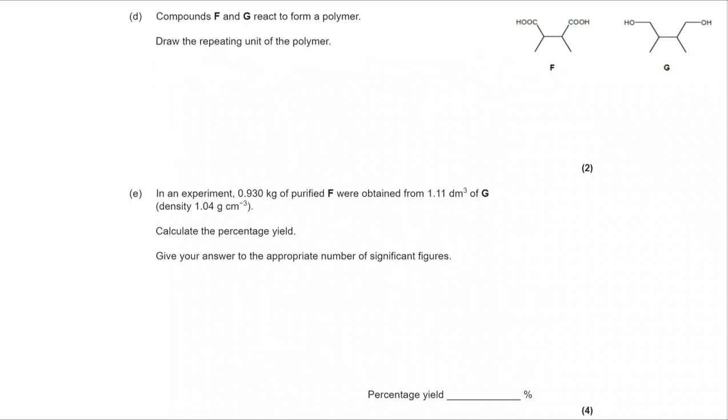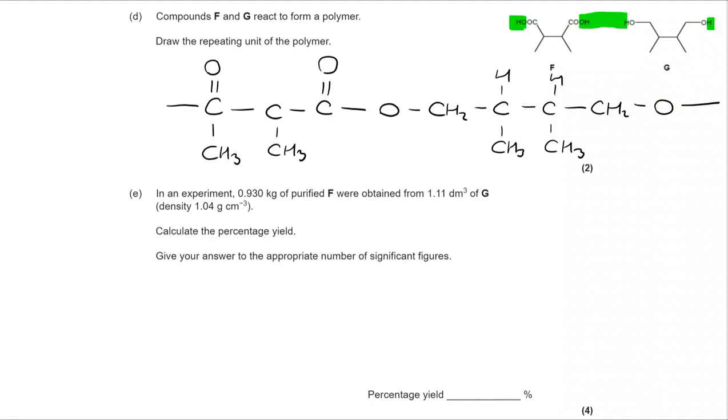Moving on to part D, we have compounds F and G reacting to form a polymer. Draw the repeating unit of the polymer. Now, we're dealing with a condensation polymer here, and I've highlighted where the water is going to be lost. So we take the OH off the acid and the H off the alcohol, and once you've done that and can visualise very clearly what the species is going to look like, you can get to the final structure.